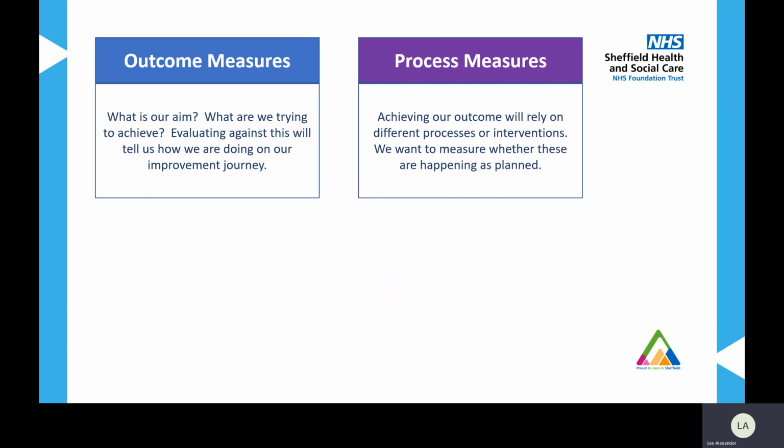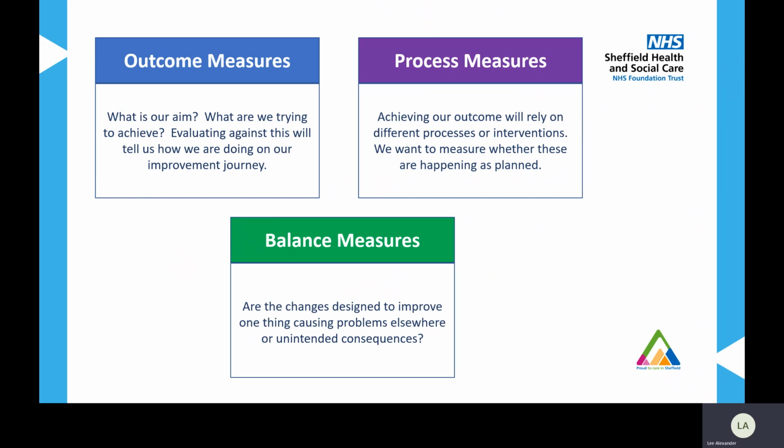Secondly, we've got process measures. So achieving our outcome will rely on different processes or interventions. We want to measure that these are happening as planned. And finally, we've got our balance measures. So it's about keeping an eye on whether the changes designed to improve one thing are causing problems elsewhere in the system or within the service.